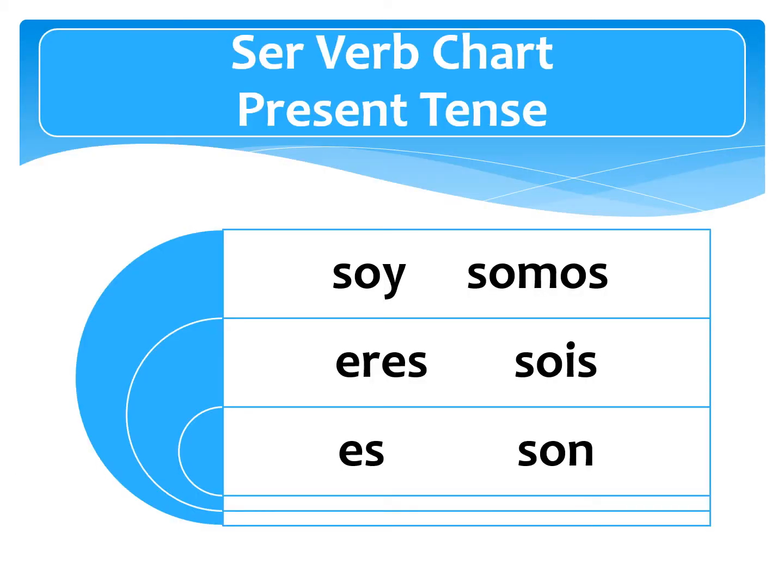Here's a common verb chart for the verb ser in the present tense. This is exactly as our textbook shows it. Now, if you're just starting Spanish, this verb chart is not going to mean a lot to you. But we've got soy, eres, es, somos, sois, and son. What do these verbs mean? Well, let's take a look.